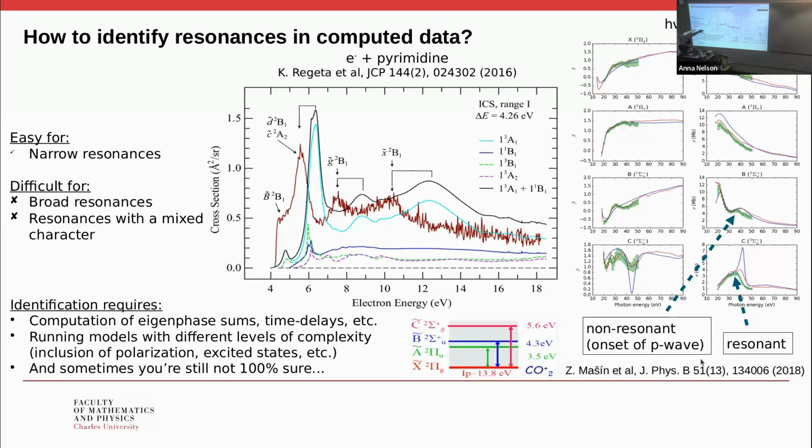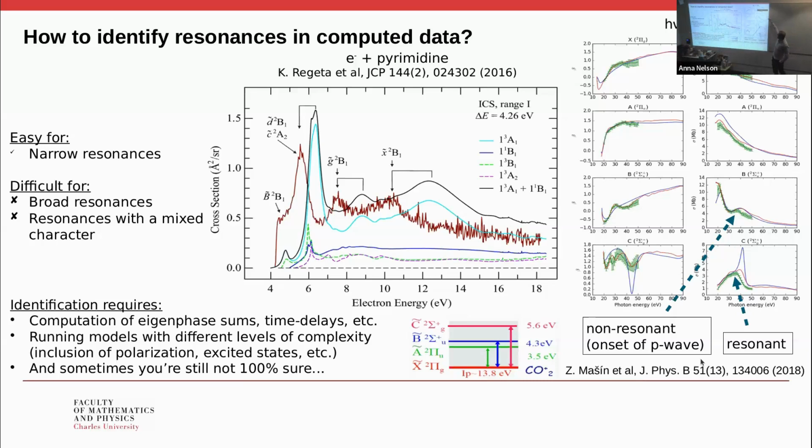Typically, if you don't have any other tools, you would just have to run a lot of different calculations with different models, calculate all kinds of observables, like scattering phase shifts, time delays, and so forth. But sometimes you're still not sure. And there are also examples from other types of collision processes like photoionization, where certain peaks definitely are not resonant, even though they look like it.